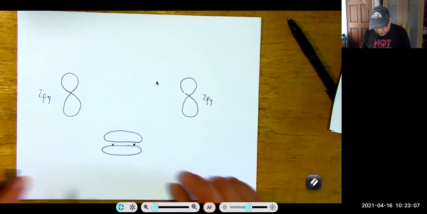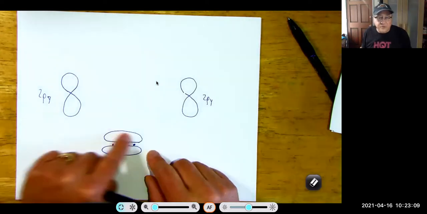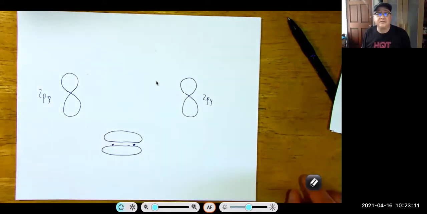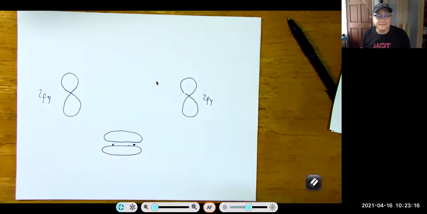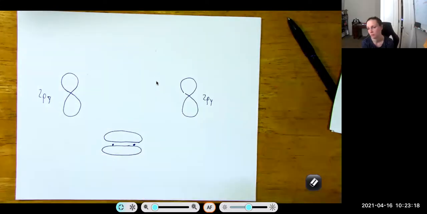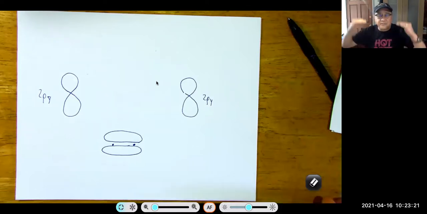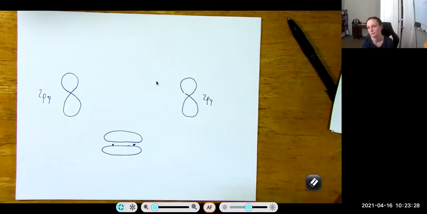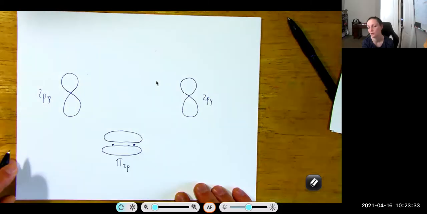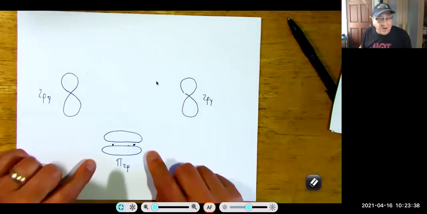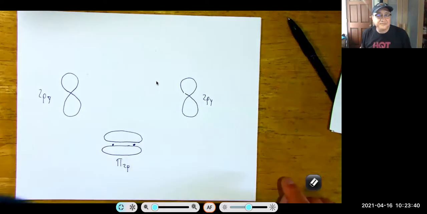Now, are the electrons directly between the 2 nuclei, or are they above and below the 2 nuclei? Above and below. Right. So what did we call that kind of bond where the electrons ended up above and below the nuclei when we used valence bond theory? Pi. So this is a pi 2p MO. So is that a double bond? This is a pi bond. Would it be a double bond?